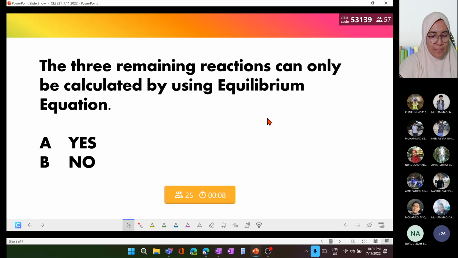Okay, read the question carefully. The three remaining reactions can only be calculated by using equilibrium equation only. This is the last step of analysis when we analyze beam, frame, or truss. For truss, of course, we have to continue to calculate member forces, but in beam and frame, this will be the last step. After getting the redundant, we will continue to calculate the remaining reactions. Yes or no?